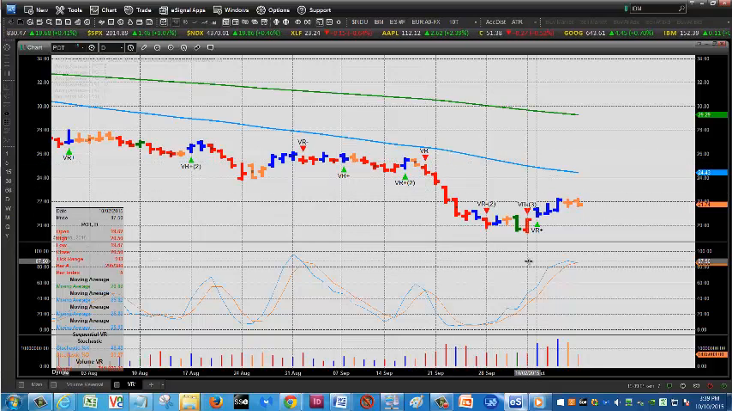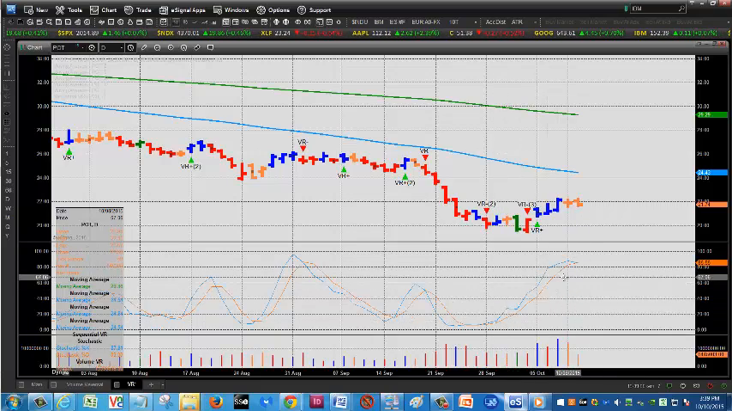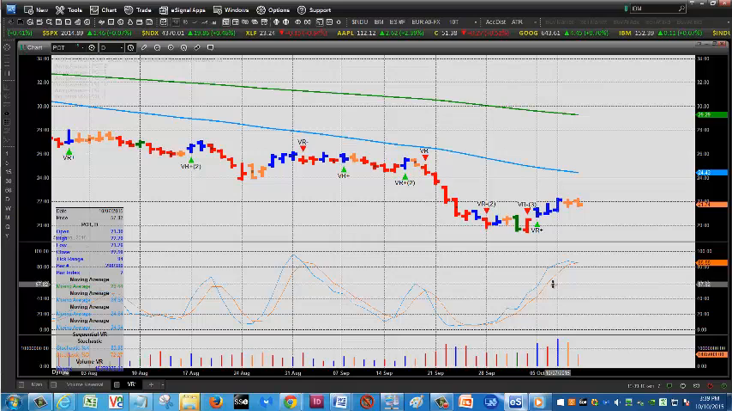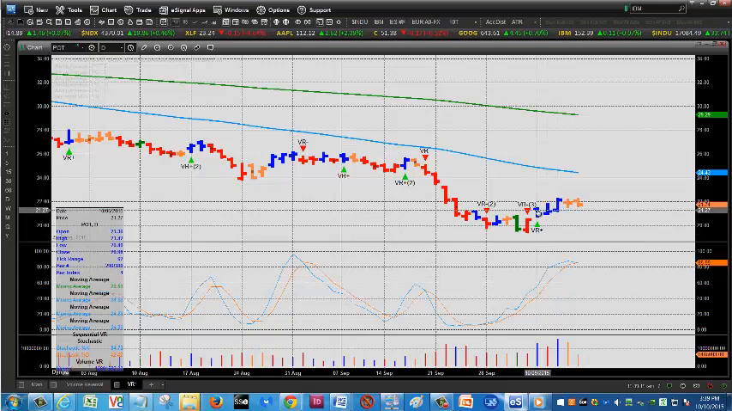But let's go over some of the rules. We use the 533 stochastic to help confirm the volume reversal. If it's rising and we get a positive VR, we're more likely to take the trade. It's not carved in stone, but it's one of the confirming indicators that I use. So positive VR came in here.